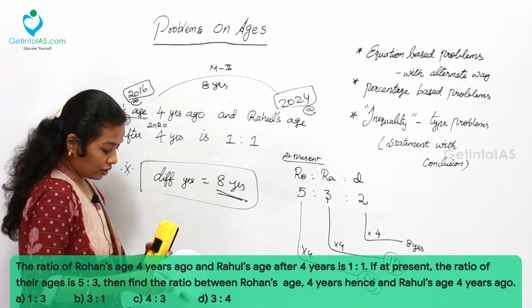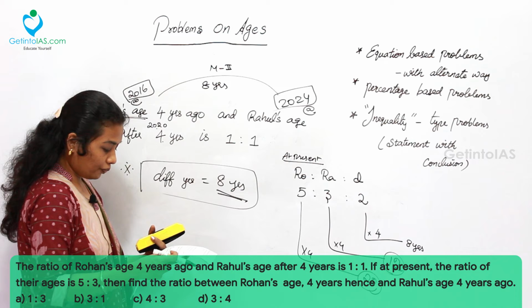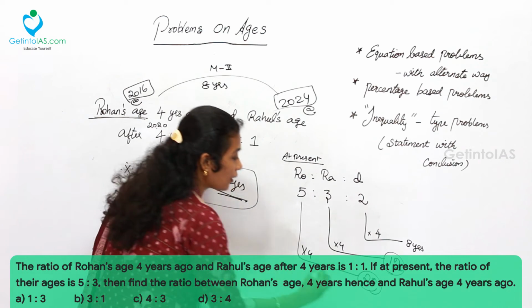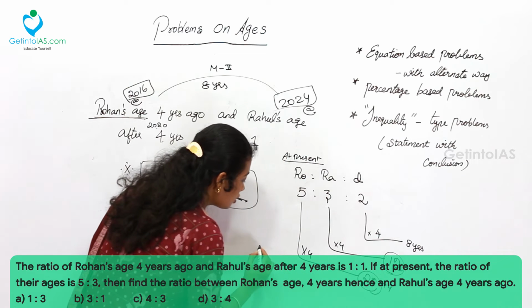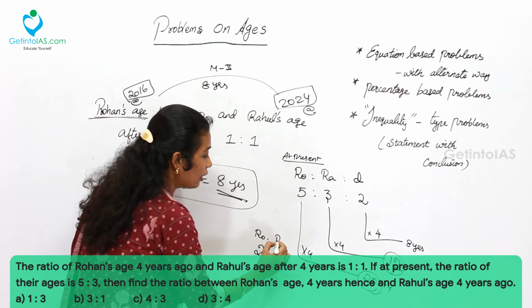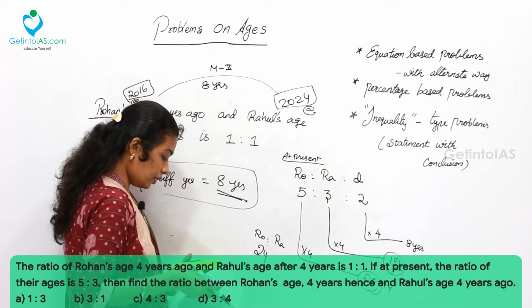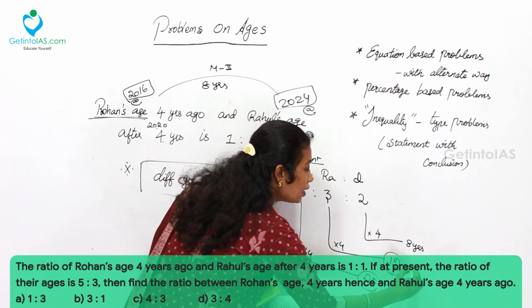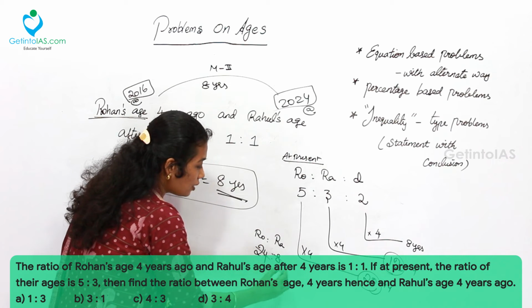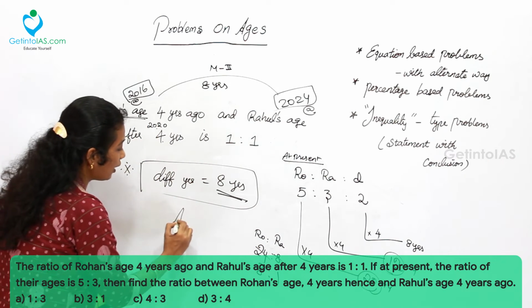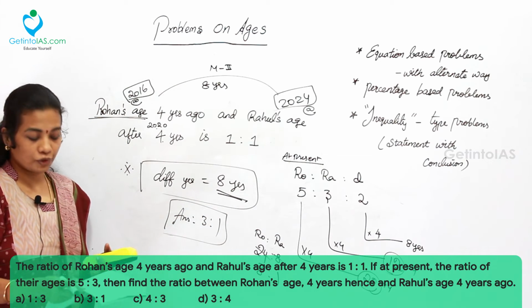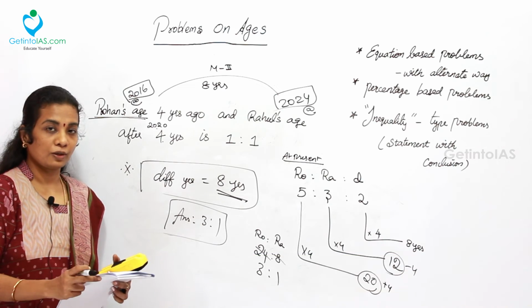Now, they are asking us to find Rohan's age 4 years later. Hence later, right? So, plus 4, which is 24. That is Rohan. And for Rahul, 4 years ago. So, minus 4, which is 12 minus 4 is 8. Simply, my answer is 3:1. Finally, 3:1 is the correct option, which is given in option B.